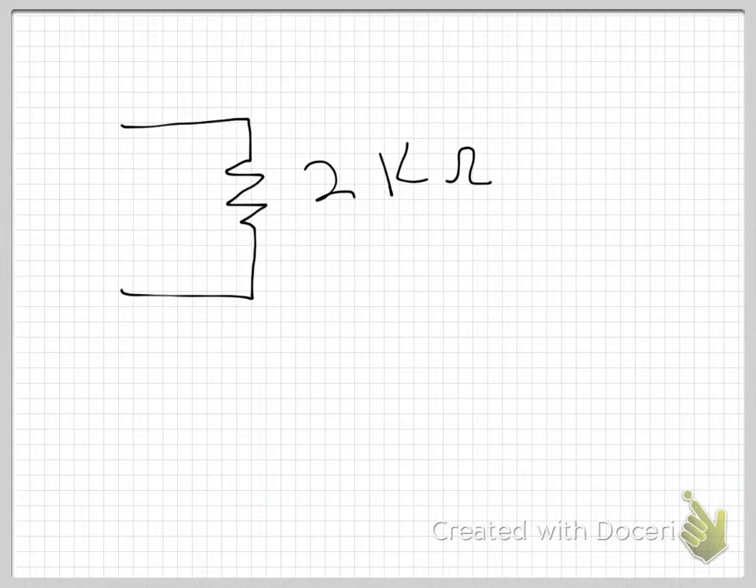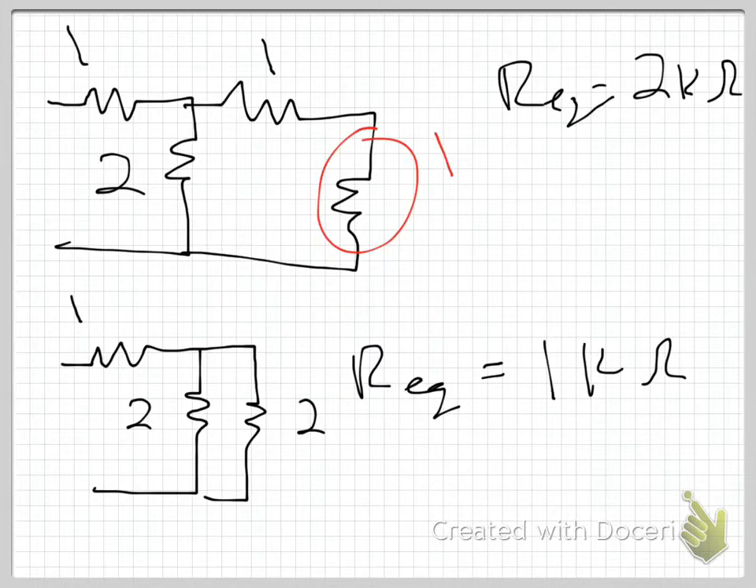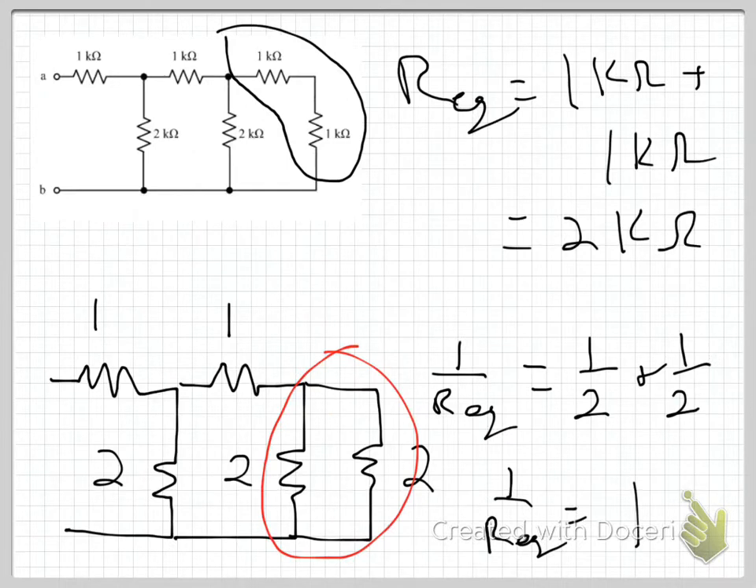So let's go backwards. That 2 kilo ohms comes from the equivalent resistance of this circuit. What is in red here, the 1 kilo ohm resistor, came from the equivalent resistance of this one, circled in red too. That one came from the equivalent resistance of this one in red, which came from the equivalent resistance of this in black. So the whole equivalent resistance of this circuit is just 2 kilo ohms.